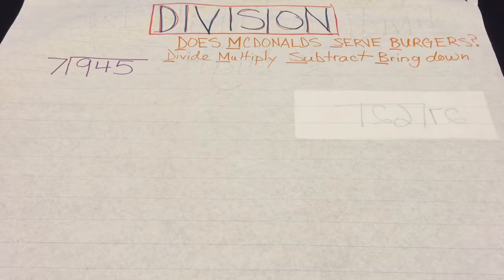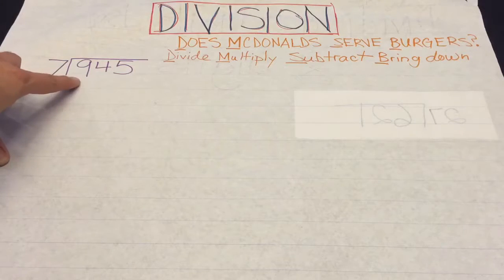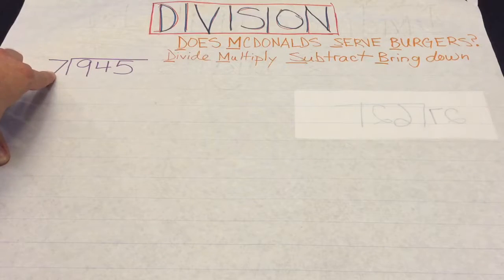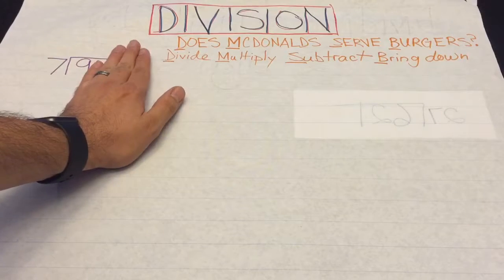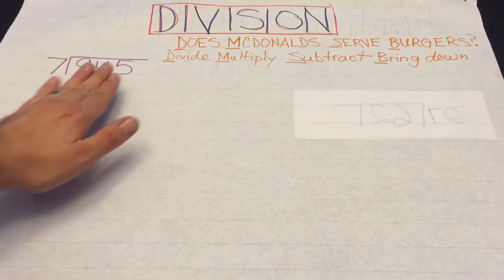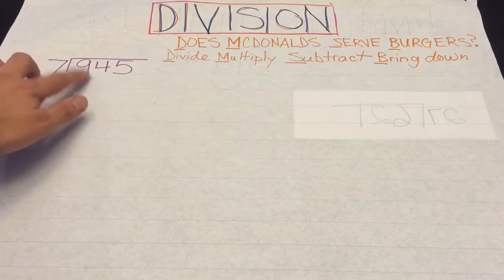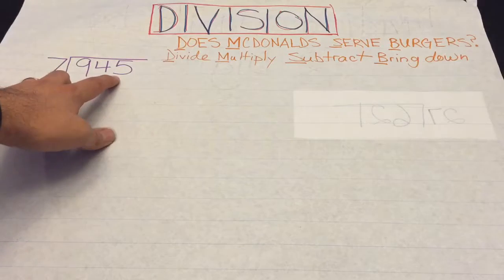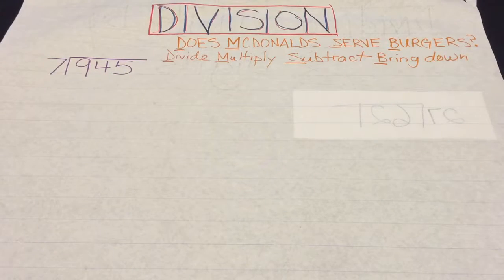Okay, so if we look here, we have 945 divided by 7. What is the first thing we do? The very first step that we do is we divide. Well, what do we divide? We will be dividing 9 divided by 7. Don't worry about the whole number here. We're not worried about the 4 and the 5 right now. The only thing we are worried about is the 9.